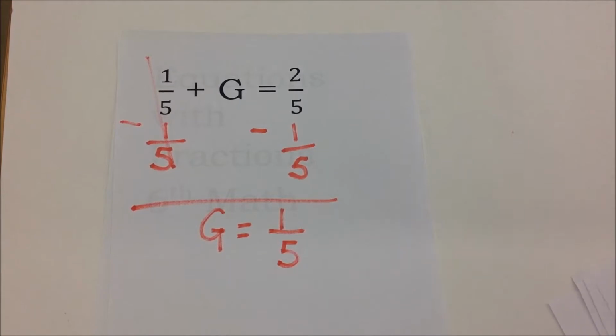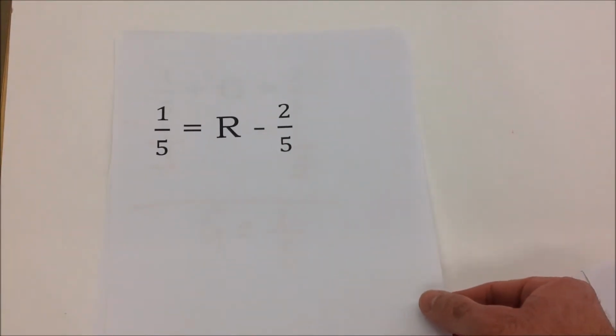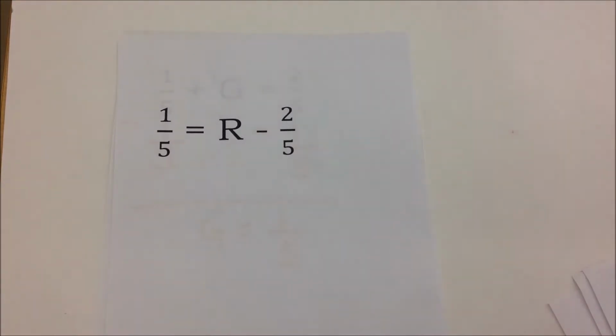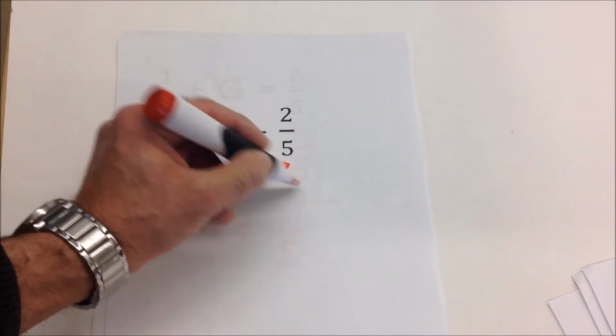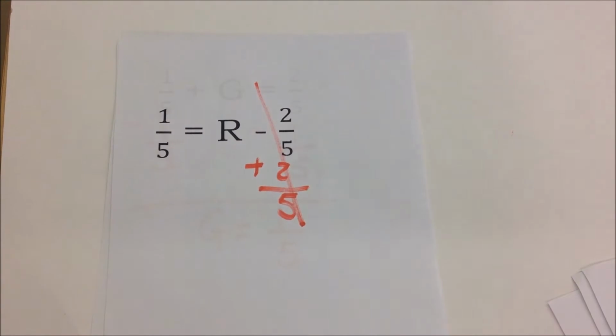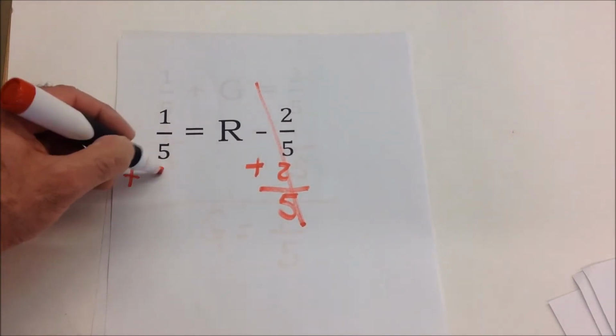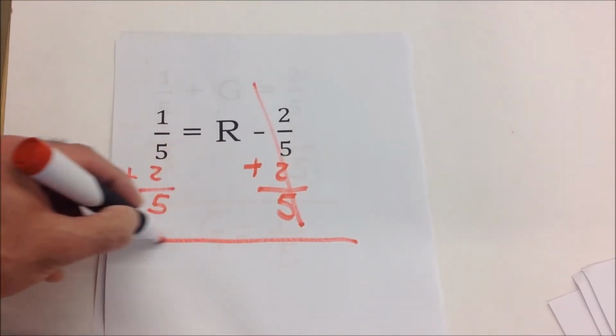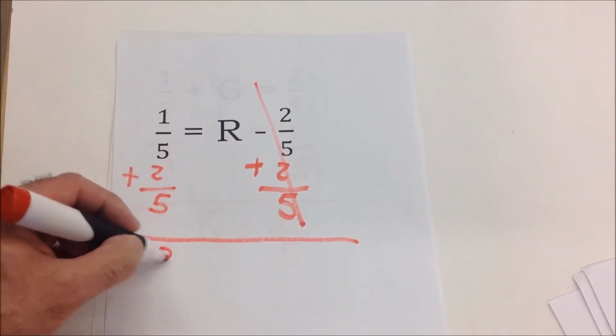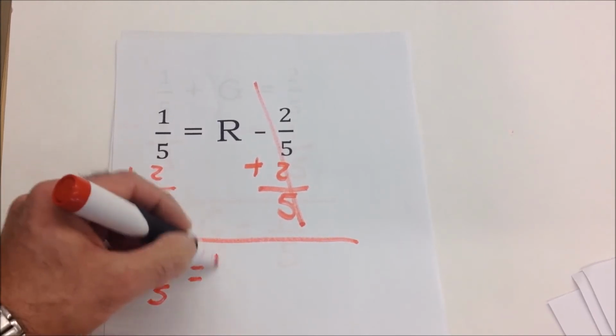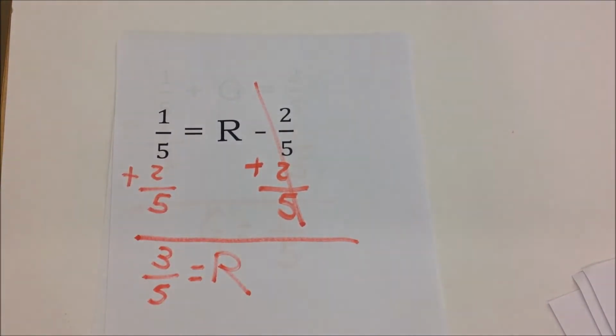But if we had this problem, now the variable's on the other side, it doesn't matter. How would you do that? Okay, well, you see a minus 2/5, so we want to do the opposite. Plus 2/5. That cancels. And remember the rule, whatever you do to one side, you have to do to the other. So we want a plus 2/5 on this side. 1/5 plus 2/5 is 3/5. So 3/5 equals r, or r equals 3/5.